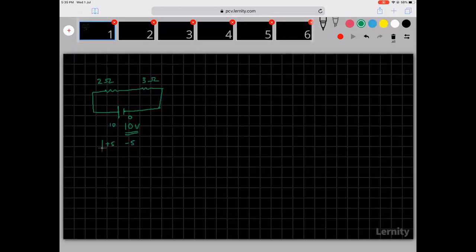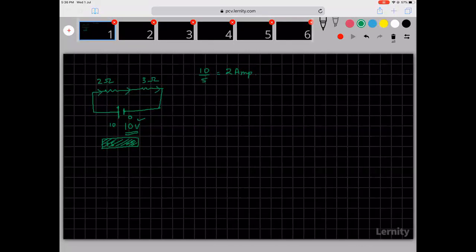Now, just for the sake of explanation, I am assuming that this is not true and this is true. This is 0 and this is 10. Now, if this is 0, this is 10, there will be some current in the circuit, which is very simple for you to find out. So the current in the circuit will be 10 by 5, which is equal to 2 ampere. 2 plus 3 is 5. So 10 by 5, 2 ampere. That means 2 ampere current will pass through this.